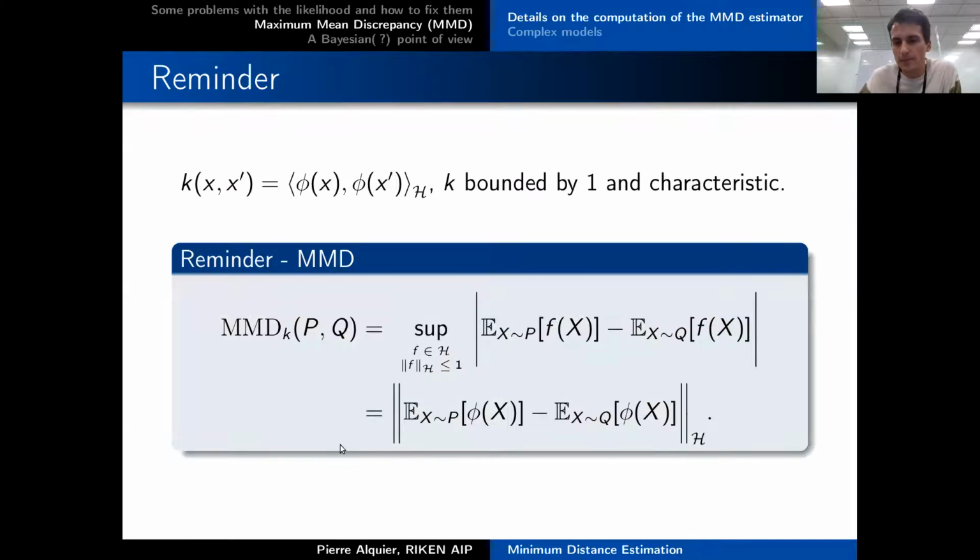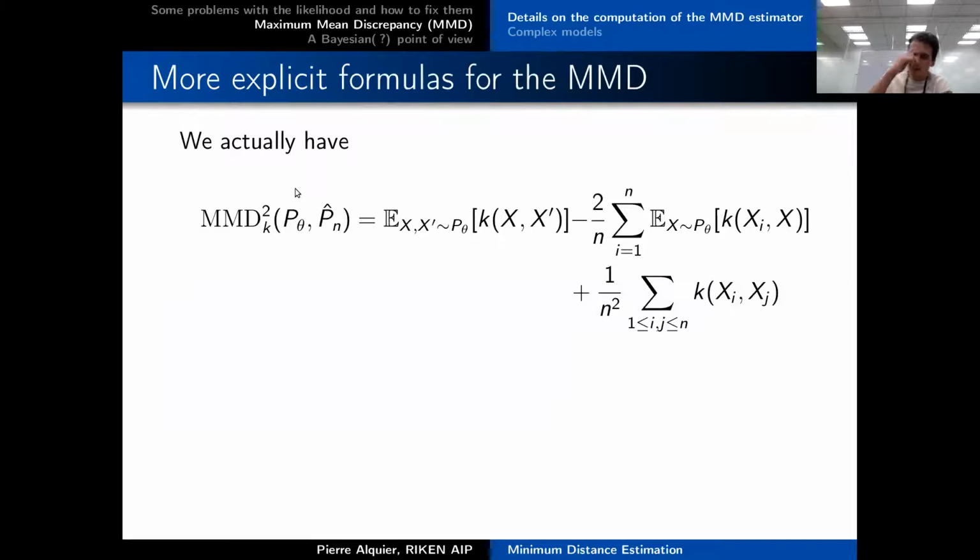If you now use the representation of the kernel in terms of scalar product with respect to the map phi in the first line of this slide, then in just 2 lines you get this expression for the squared MMD between p theta and p n hat. So you have p theta squared, minus the cross product, plus p n hat squared. It's just expanding a minus b squared.